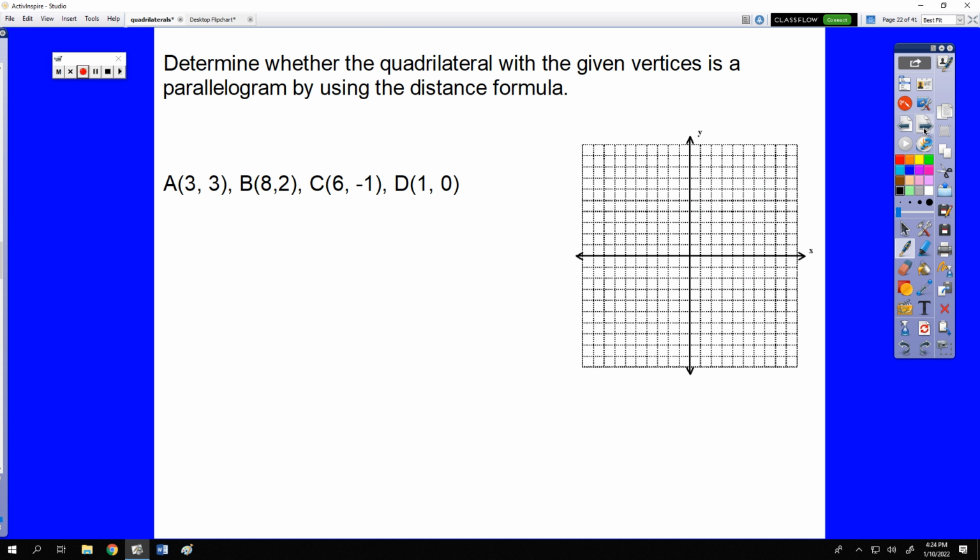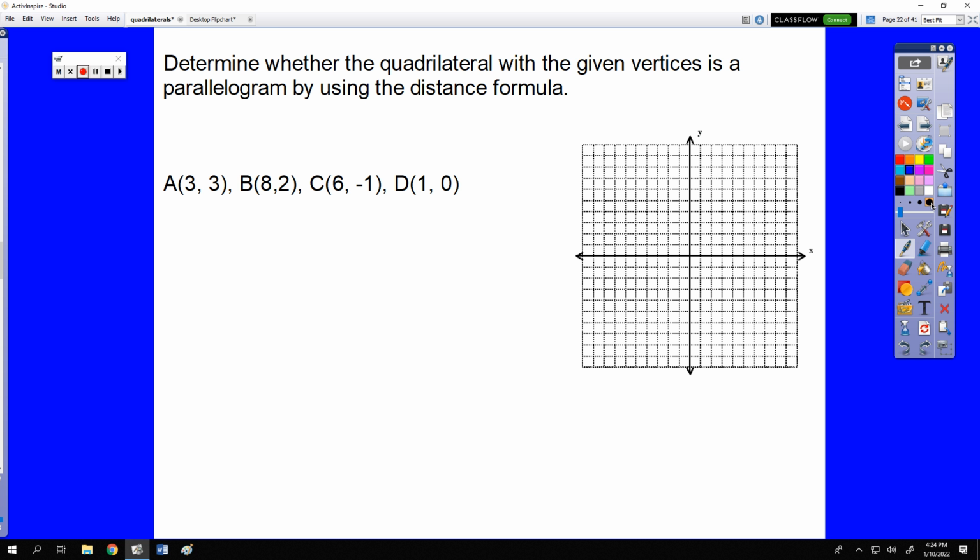Okay, our next example here asks us to do the same thing, confirm whether or not a quadrilateral is a parallelogram using the distance formula. So this one is going to be a little bit more taxing on you as students, but it's still nothing you shouldn't be able to handle.